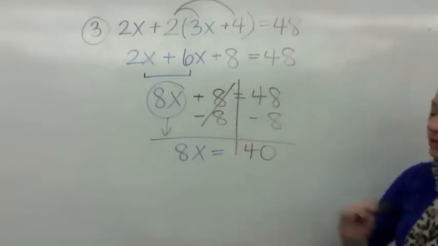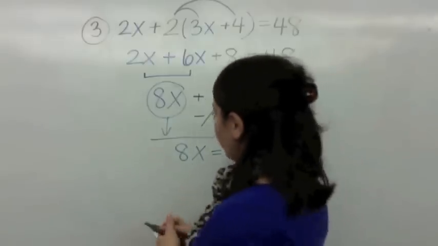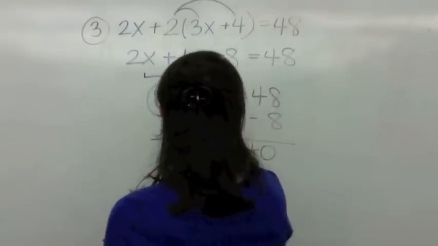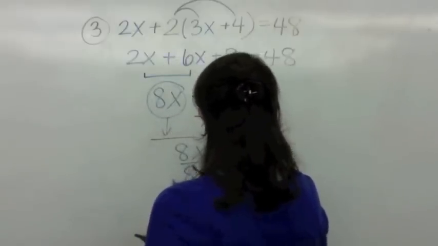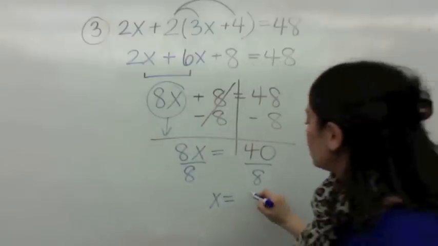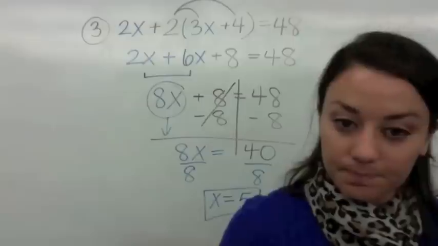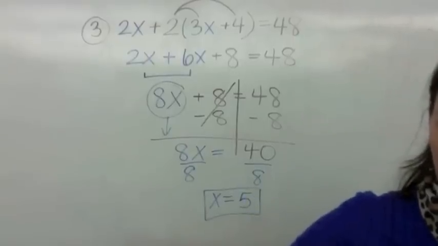8 times what number is 40? Remember, it's just like the last one. If you divide by 8, you're going to get what? What is 40 divided by 8, my friends? It is 5. Good job. Okay, so this one had the same answer as number 1. Go ahead and get that down.